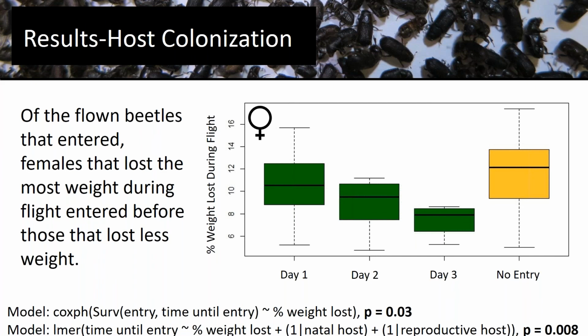We also found that of the beetles that flew prior to host entry, and those are shown by the green bars in this graph, the females that lost the most weight during flight were more desperate and entered the host more quickly than those beetles that lost less weight during flight.